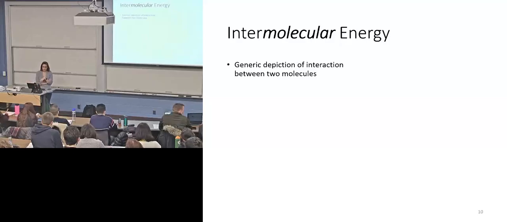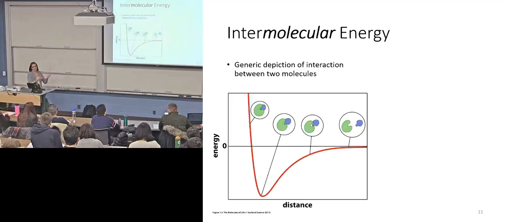So protein drug, protein DNA, two strands of DNA, whatever it is. I'm about to populate a picture, a generic depiction of interaction between two molecules. What do you think the shape of that curve looks like? Any guesses? I'm seeing a drawing that looks very much like what we've seen before. Okay? So again, there's no actual scale here.